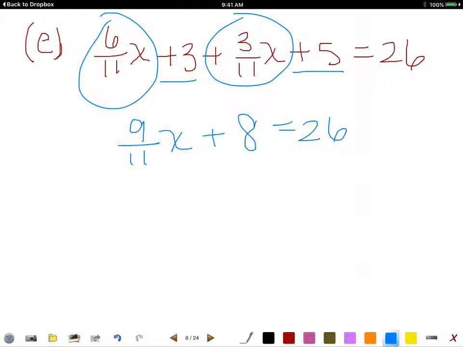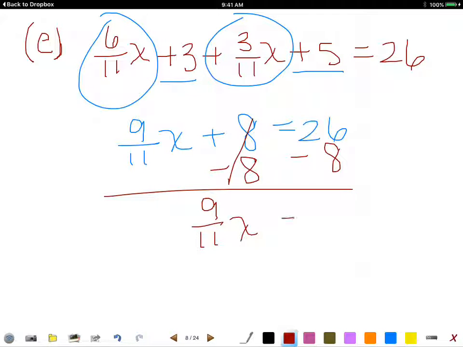Let's just see if you're on track. What's the first step that you should do? Okay. So you bring down 9 over 11, x equals 18. Then what? Divide by 9/11. Okay, we do divide by 9/11, but how do we write that? Times 11. Good, times 11/9.